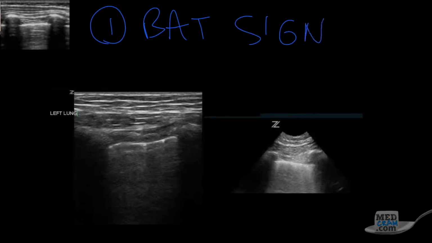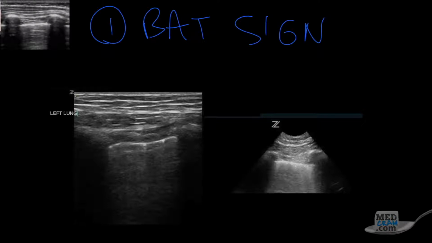And I'll be honest, I don't know that I can appreciate it as a bat as Lichtenstein does, but I do appreciate the importance of the bat sign. And the importance is to accurately identify the pleural line. Because if you don't accurately identify the pleural line, you can misinterpret things in lung ultrasound. So this is going to serve as a key landmark for us.